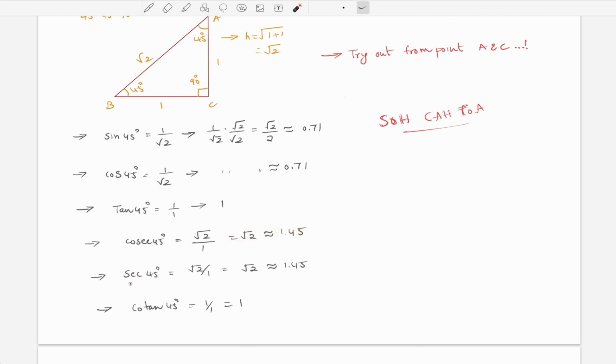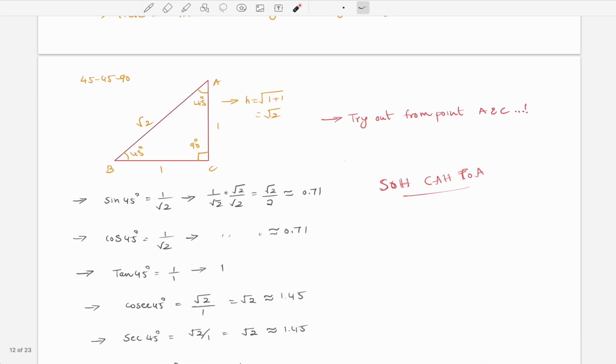What is the secant of 45? The secant is also the same, root 2 by 1, so it becomes root 2, approximately 1.41, the same. What is cotangent here? Cotangent is 1 by 1 by 1. If it comes here, 1 by 1 is equal to 1, same as tangent, right? So we are getting almost the same values, just a change here. I hope you're getting this.